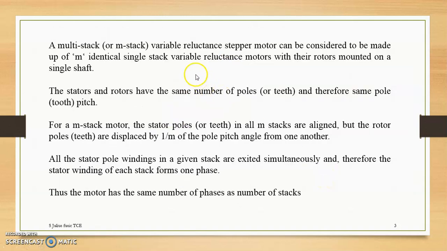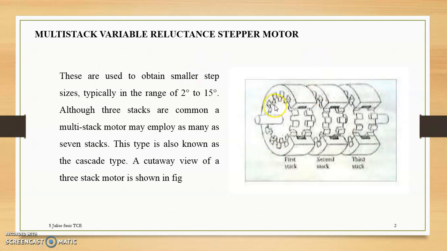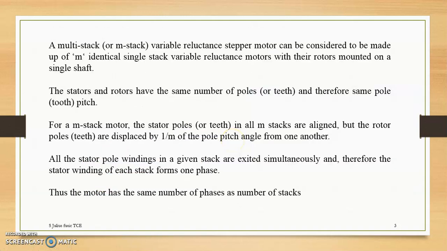For example, for a given structure, the outer cover stack will be the stator and the inner will be the rotor, and all the rotor stacks will be connected with a single shaft. Another thing is the number of teeth or poles in your rotor will be the same as your stator poles. So the poles will be the same. This type of structure is said to be a cascade type variable reluctance stepper motor. And this kind of M stack, which we already discussed, will have the same number of poles in stator and rotor.